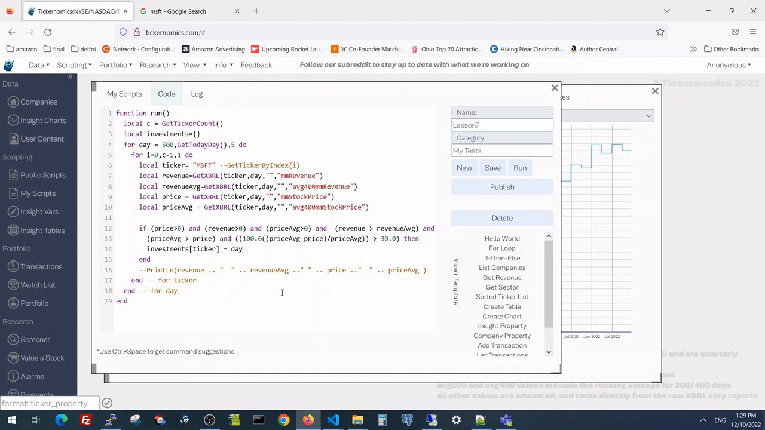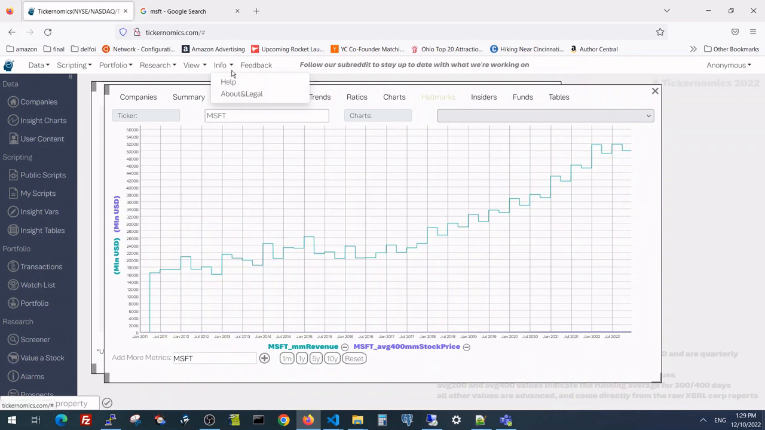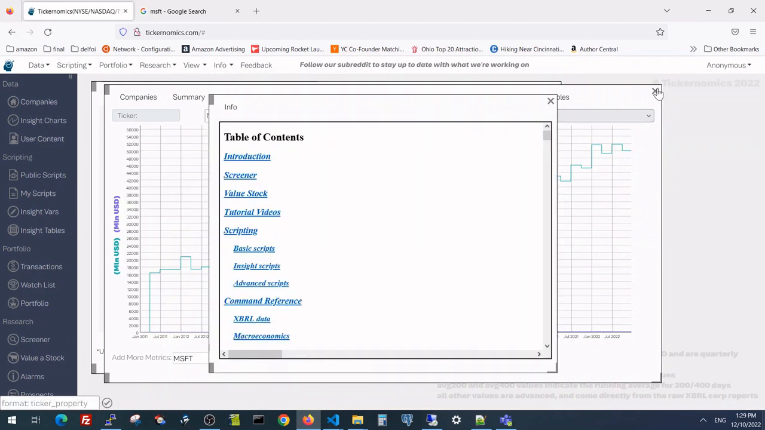Let's also print information about the investment ticker day. And actually let's print not just the day, but the human readable date when the investment happened, right? And investment will be just like one stock. It doesn't really matter. I don't need this.